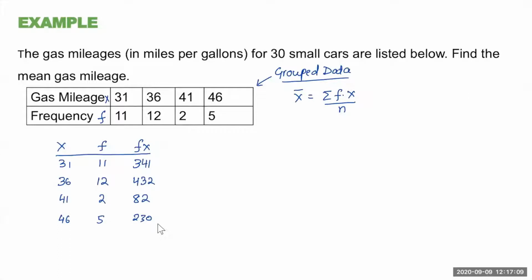Now, if you look at the formula here in front of f times x, there is a sum. That is, we have to add these values. So let's find the total. If you add these, 11 plus 12 plus 2 plus 5, that is equal to 30, because we are observing a total of 30 small cars. Now if you add f times x, 341 plus 432 plus 82 plus 230, it is 1085.